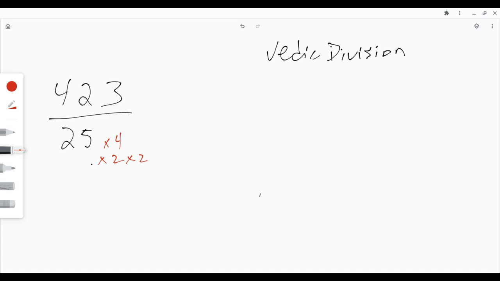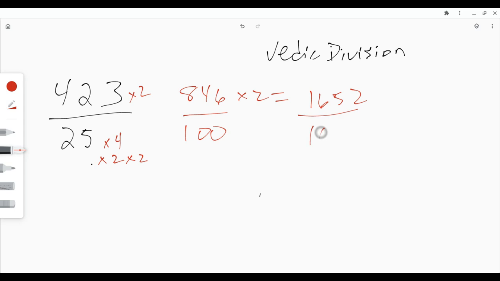Because multiplying 423 by 4 might be a little complicated for me, instead I'm going to double it first. Times 2 gets me to 846. And then I'm going to double it again. And that's going to get me to 1692. Now, here's the trick. It's all divided by 100, right? So I have 2 zeros. Instead of moving that decimal point 1 time, I'm going to move it 2 times.